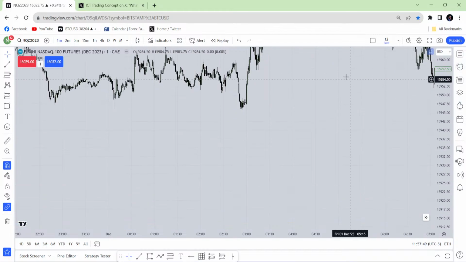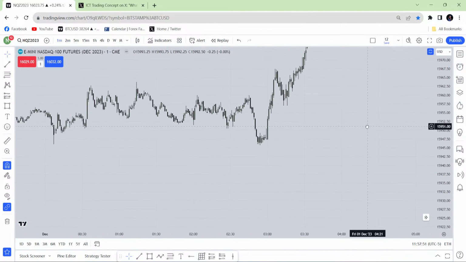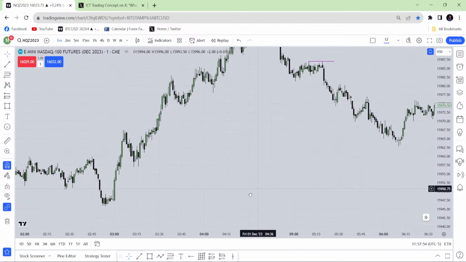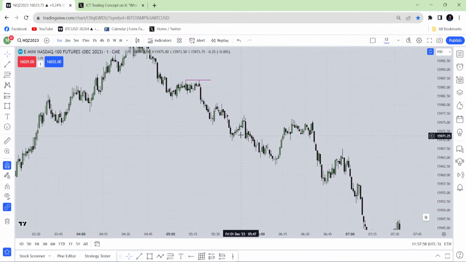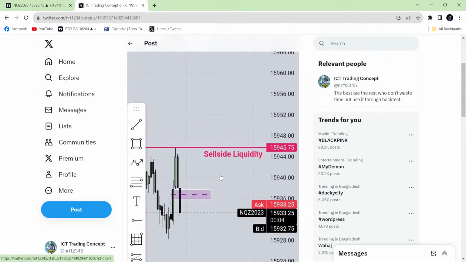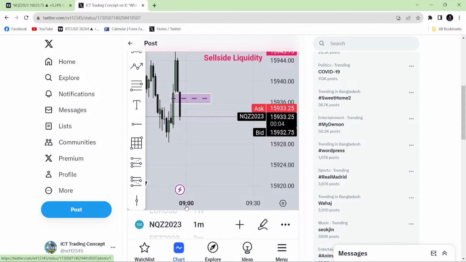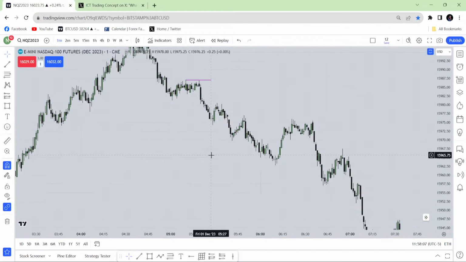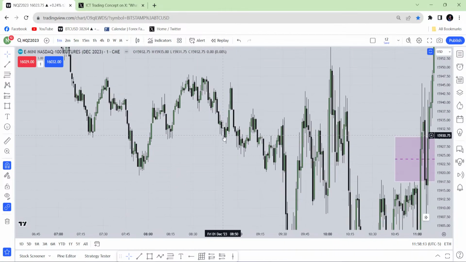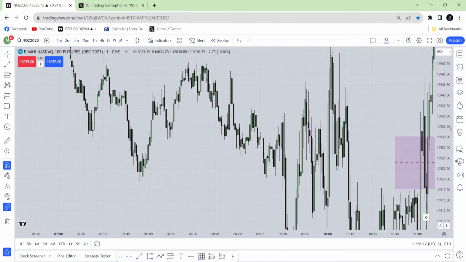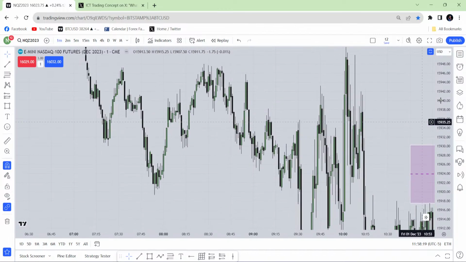Where was it? I think it was here somewhere. Okay, this is the place. Okay, yeah, that was the IFVG I have marked.